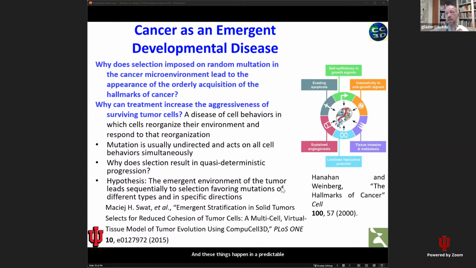The cells stop dying when they should. They become resistant to immune killing. They don't respect normal senescence signals. They begin to produce their own growth factors. This list of what are called the hallmarks of cancer is quite interesting because from an evolutionary mutational perspective, mutations could be turning these factors up or down.